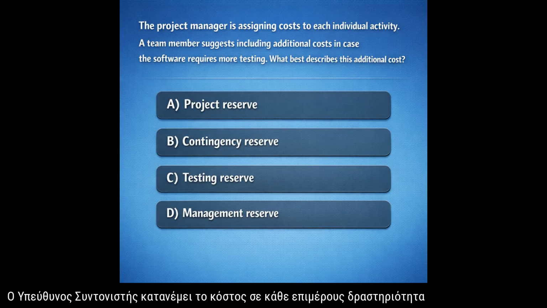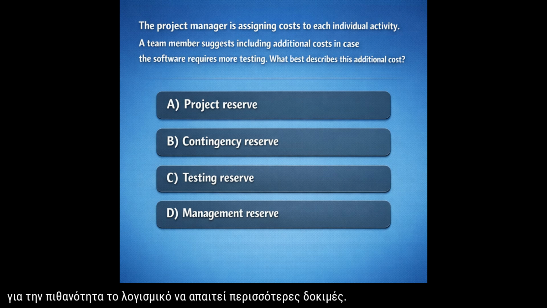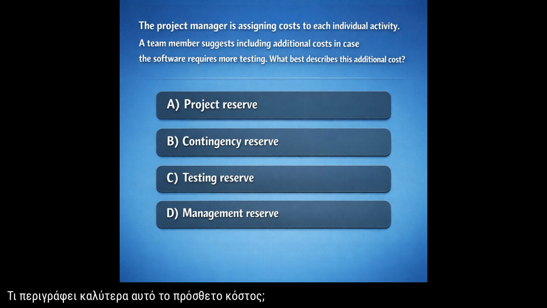The project manager is assigning costs to each individual activity in the project. A team member suggests including additional costs to account for the possibility that the software may require more testing. What best describes this additional cost? A. Project reserve. B. Contingency reserve. C. Testing reserve. D. Management reserve.